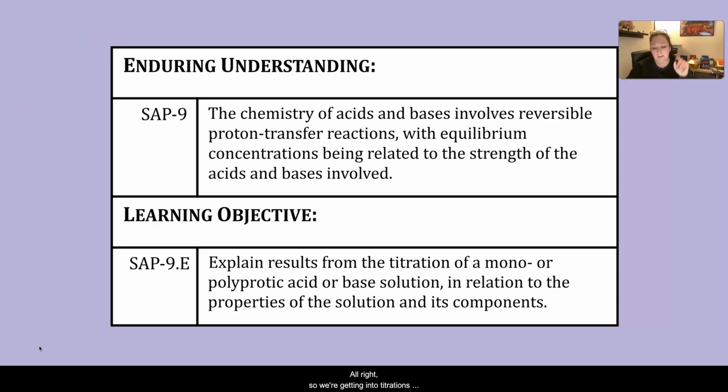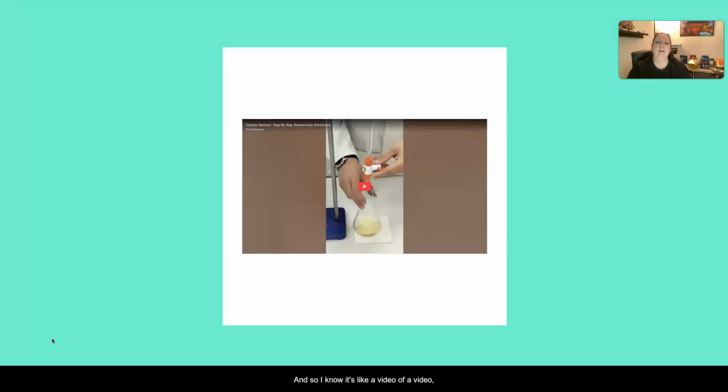All right, so we're getting into titrations, and I want you to understand that titrations are massively big on the AP exam. The math that goes with them, reading the graphs, understanding the lab procedure. I know it's like a video of a video. It's kind of boring, but I picked this one because it's super fast, just to give you an idea of what a titration is so you can understand what's happening.